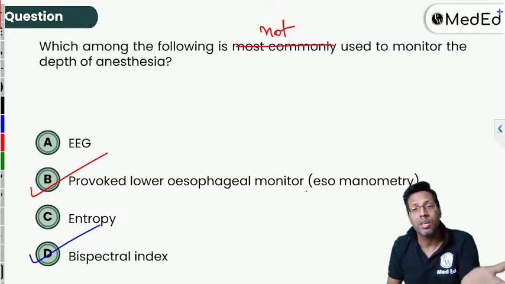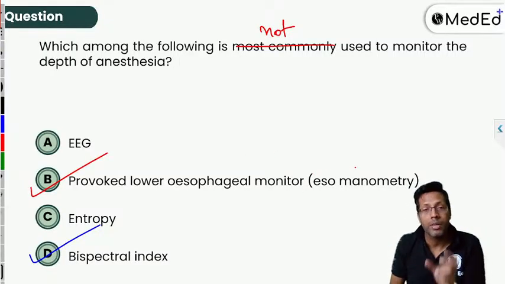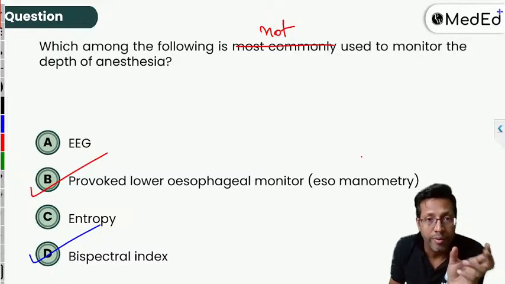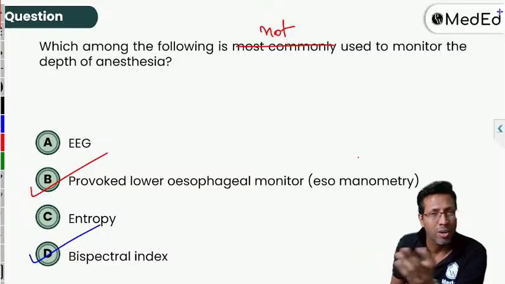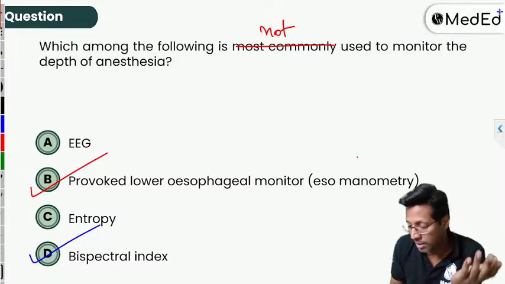Normally, it's esophageal manometry. Esophageal manometry will measure the pressure of the esophageal sphincter. A lower esophageal sphincter monitor is called a provoke lower esophageal monitor. Not very important, but this was one option perhaps given in the exam.